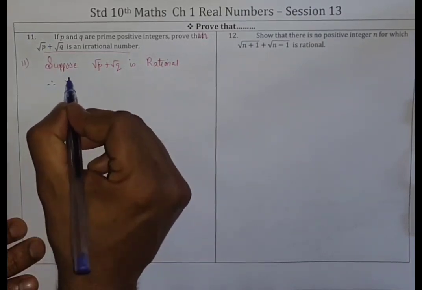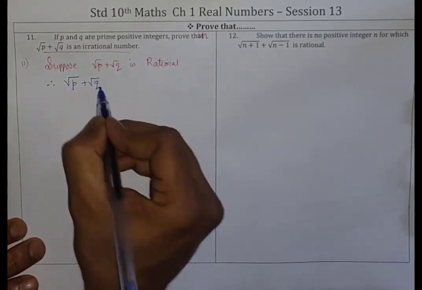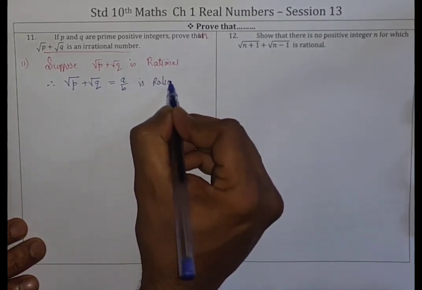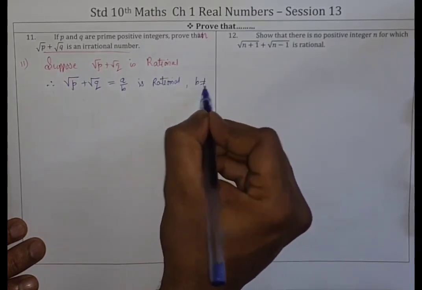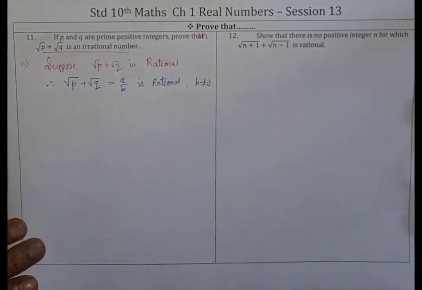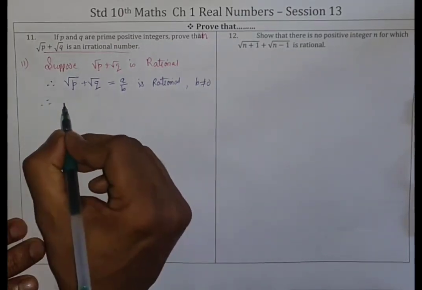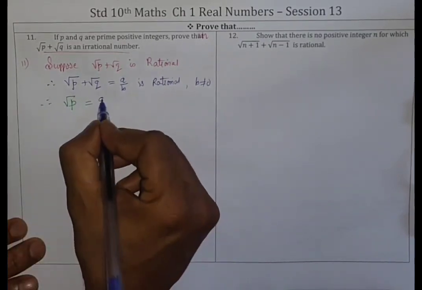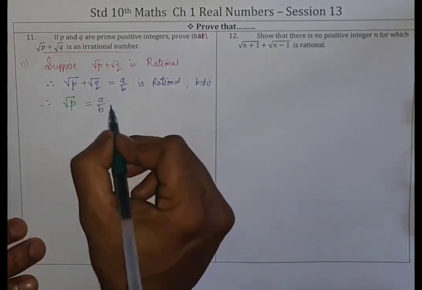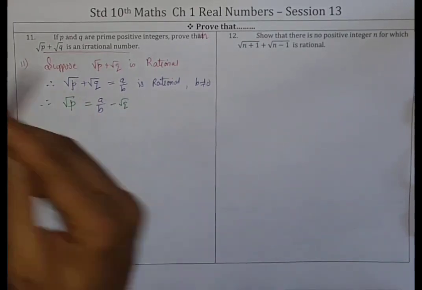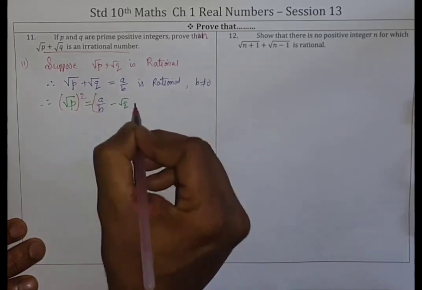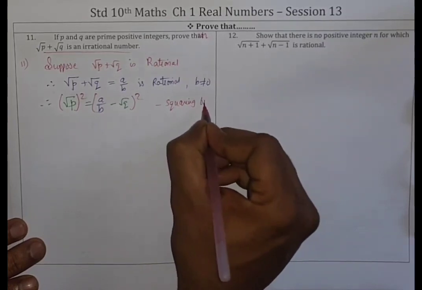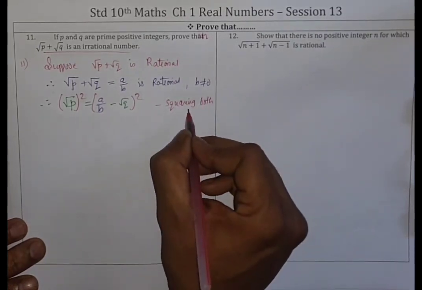Therefore, root P plus root Q is equal to A upon B form, also rational, where B, the denominator, is not equal to 0. Kisi ek ko transfer kar lijiye. Chaliye, root P ko rehne diya. That is equal to A upon B minus root Q. With that, do the squaring also. Squaring both sides. Kyunki with that, kya hoga? Do mein se ek root chala jayega.